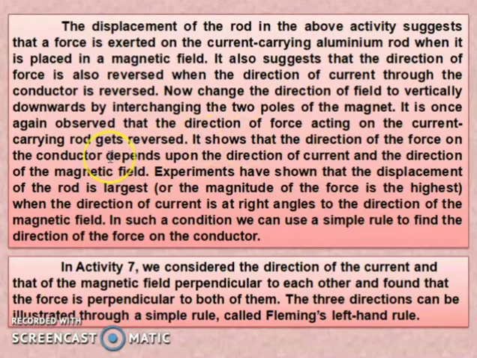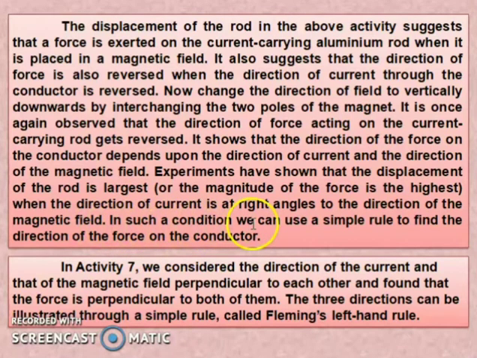It shows that the direction of the force on the conductor depends upon the direction of the current and the direction of the magnetic field. The experiment has also shown that the displacement of the rod is largest when the direction of the current is at right angles to the direction of the magnetic field.